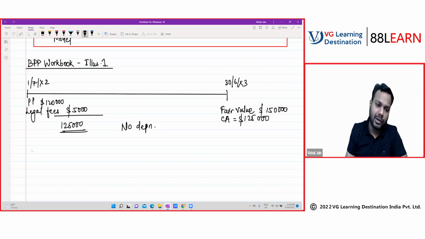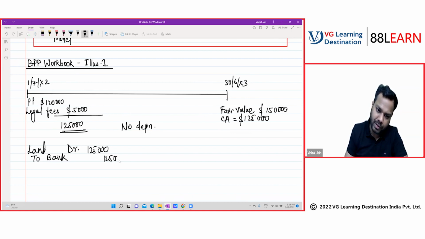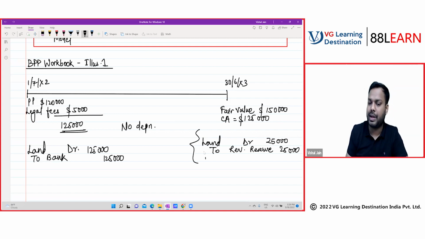So what is the journal entry here? The entry is land account debit to bank, $125,000. Right. Now, what you have to do is land account debit to revaluation reserve. How much? $25,000. This is the entry which is required to be passed.